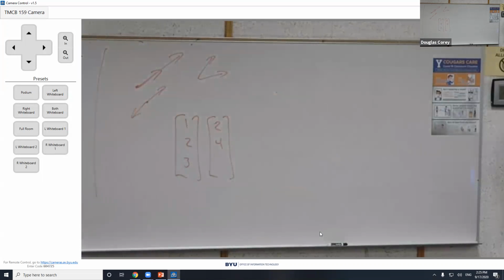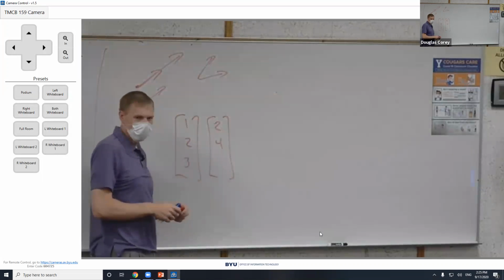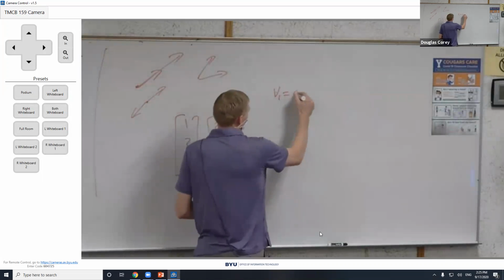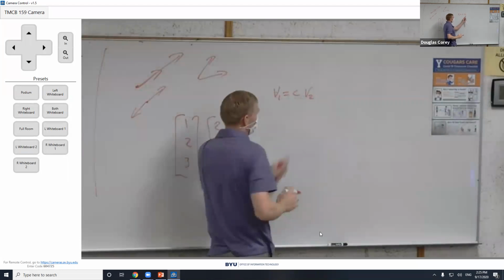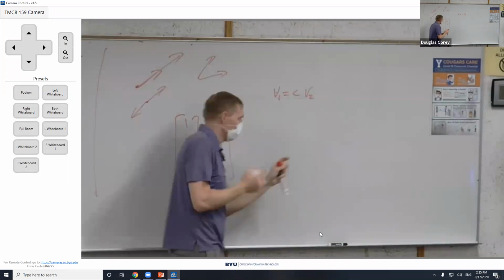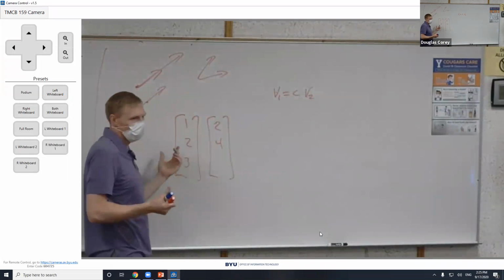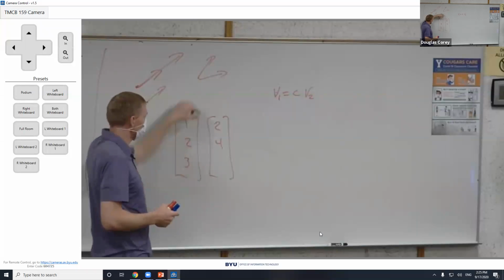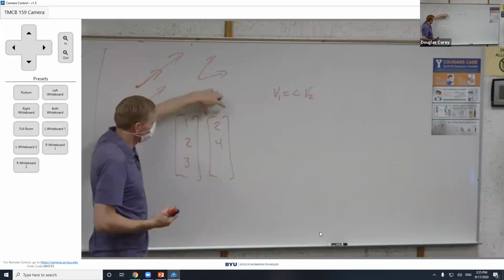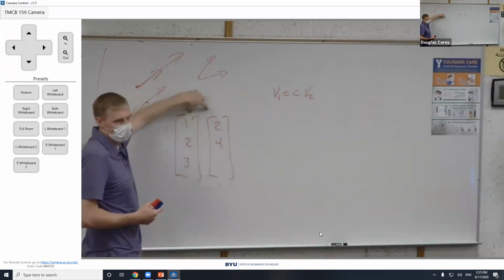There's only one way to make one of these a combination of the other one: make it a scalar. Like if V1 can equal C times V2, this is the only possible combination you can have. This usually makes it easy if you only have 2. You can just start looking, is this a scalar of this? Or I'd ask it this way: in this case, what can I put right here so that these are linearly dependent?